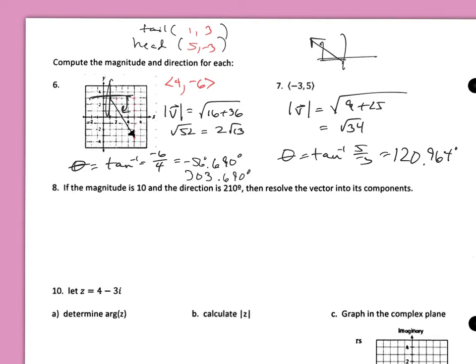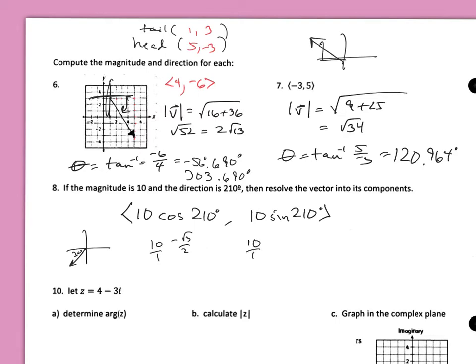To resolve something into its components, you do magnitude times cosine of the number. So 10 times cosine of the angle, rather, the direction. And then you do magnitude times sine of the direction. This is a unit circle value. It's over here. It's 30 degrees away from 180. So we know that the cosine is negative radical 3 over 2. And we know that the sine is negative 1/2. So no decimals here because of the fact that it's on the unit circle. So we get negative 5 radical 3 and then negative 5 for the b value.